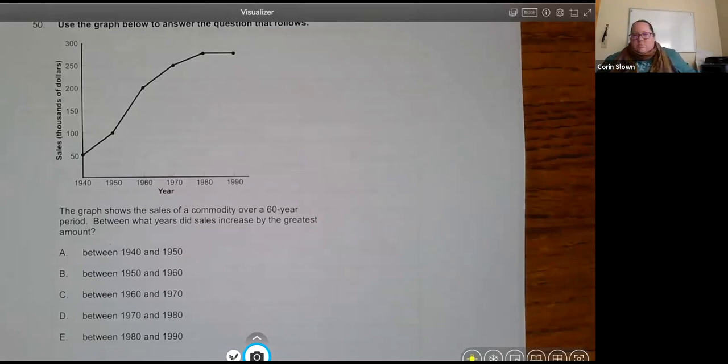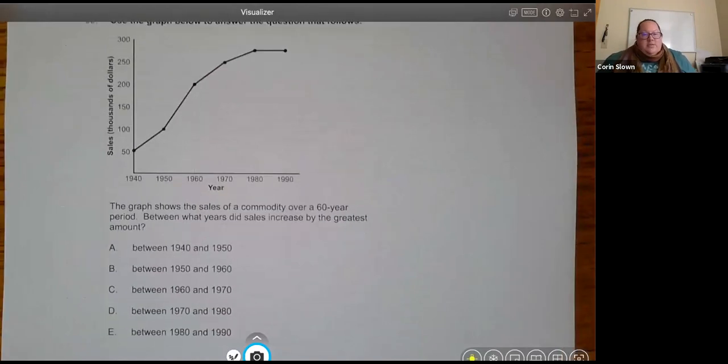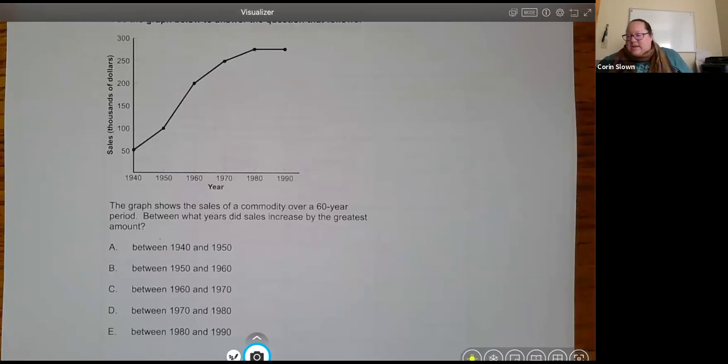All right. Problem number 50. Use the graph below to answer the question that follows. The graph shows the sales of a commodity over a 60-year period. Between what years did sales increase by the greatest amount? Between 1940 and 1950? Between 1950 and 1960? Between 1960 and 1970? Between 1970 and 1980? Between 1980 and 1990. So we're looking for the sales increase.